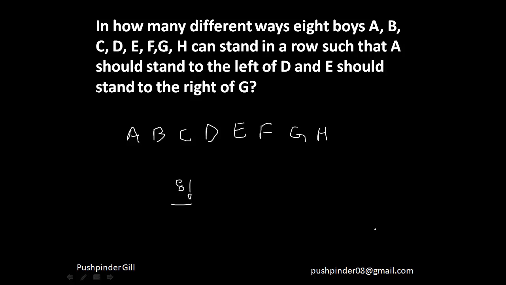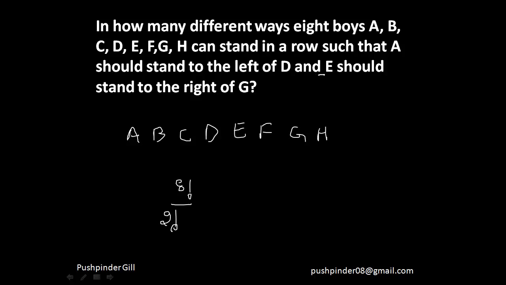Now, A should stand to the left of D. Now, we have to fix that A should be standing always to the left of D. That means A and D are identical here. You cannot swap A and D. You can't make A stand to the right of D. Other way of looking at it is half the number of ways A would be standing to the left of D and half the number of ways A would be standing to the right of D. So I have to divide it by 2 factorial, right?